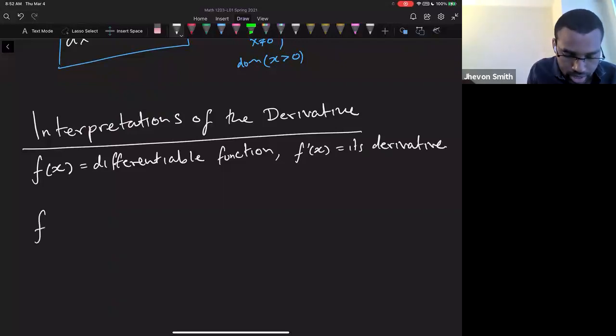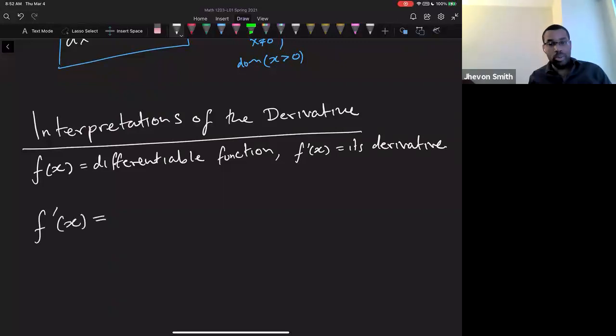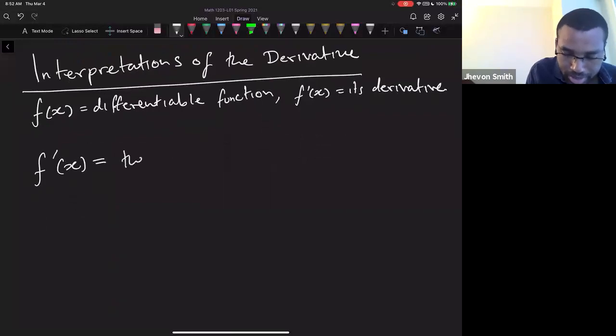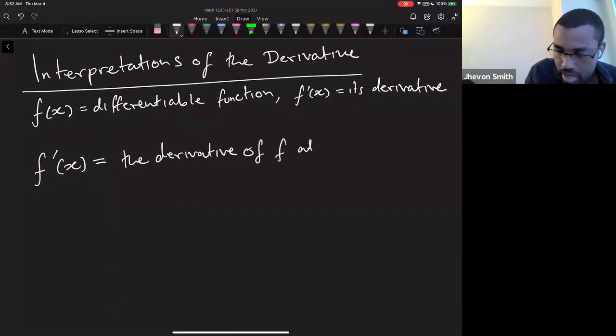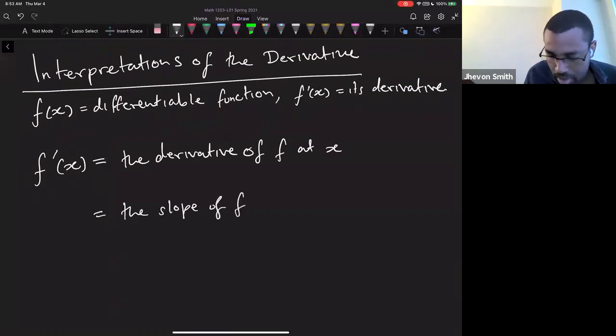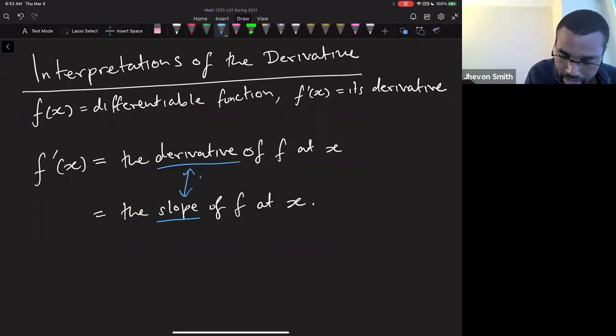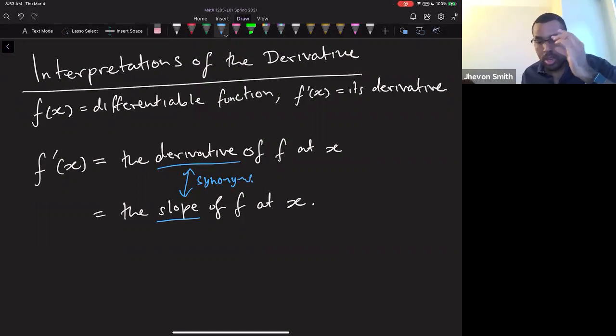What are some interpretations of that derivative? So yeah, I mean, it is the derivative of f at x. What does that even mean? Well, it means the slope of f, actually. So slope, derivative, these guys are actually synonyms, right? Synonyms. Pretty sure I spelled synonym wrong. Okay. I think my bad handwriting can actually cover up the fact that I don't remember how to spell that at the moment. Okay, so they're the slope, right?